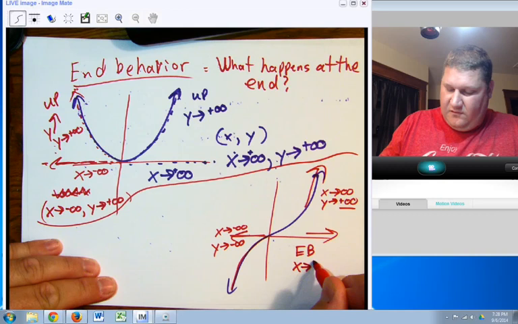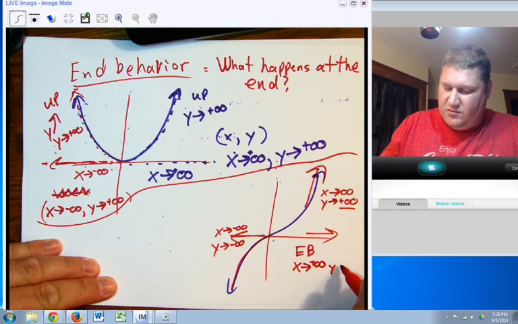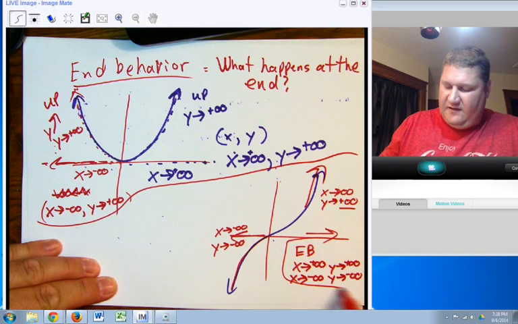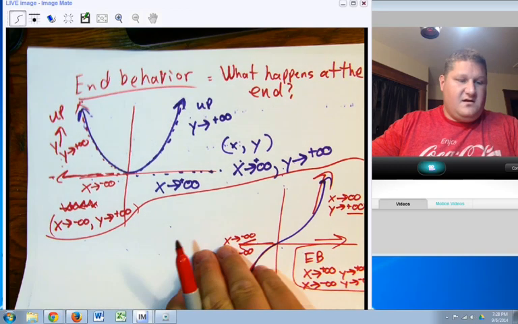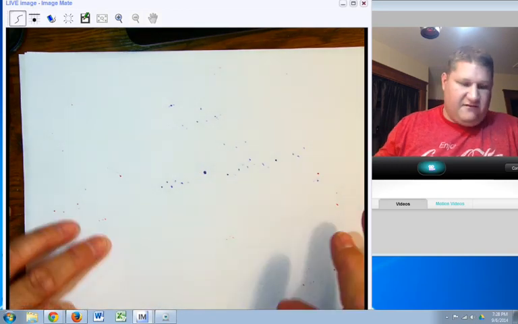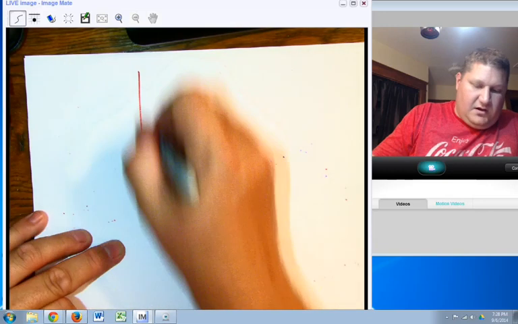As x goes to positive infinity, y goes to positive infinity. As x goes to negative infinity, y goes to negative infinity. That's the answer to end behavior. Now, here's the one that's Abe Lincoln's, everybody. Here we go.